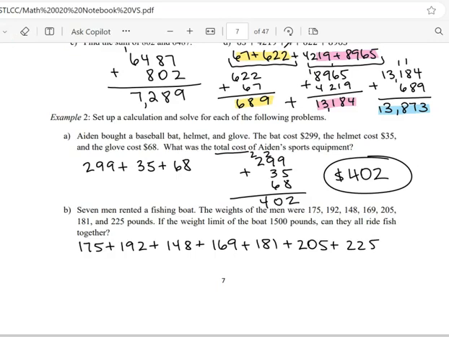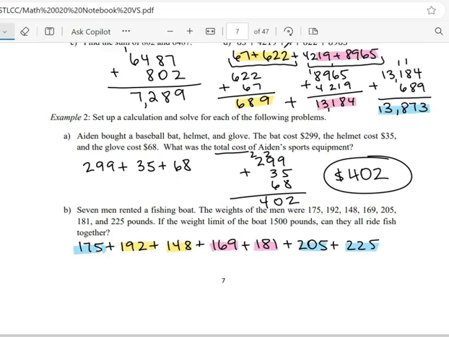All right, so I am going to add the 175, 205, and 225 together. I'm also going to add 192 and 148 together. And for my final one, I'm going to add 169 and 181 together. Now, why do I do that? The 5s are easy to add. The numbers end in 5. Those are easy to add for me.